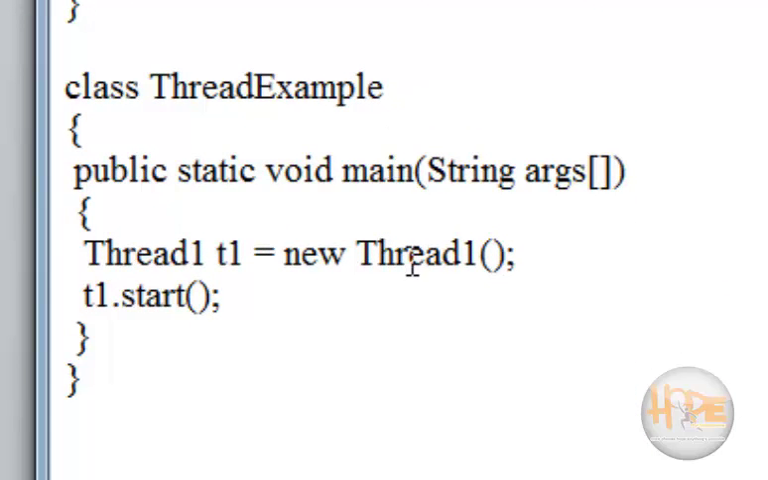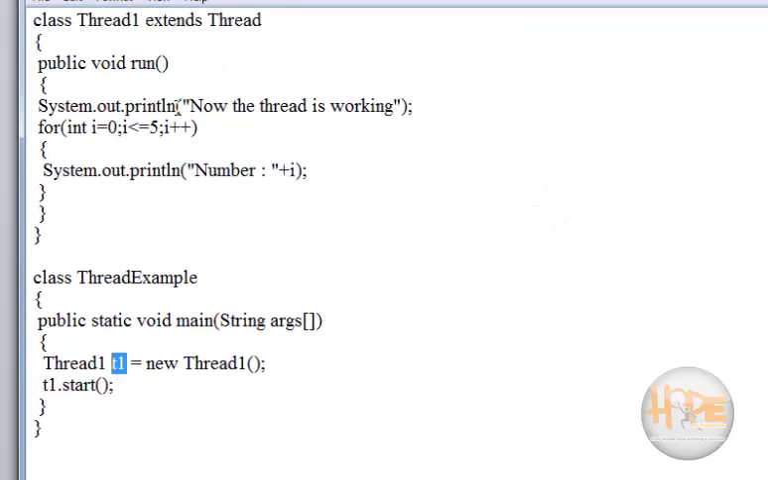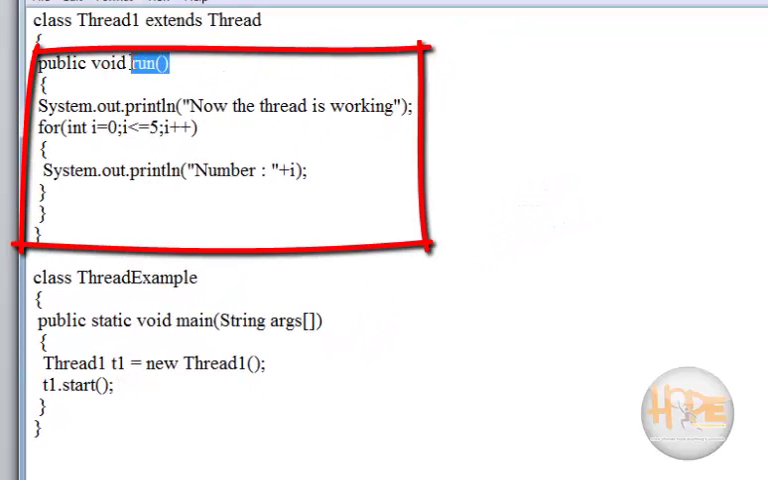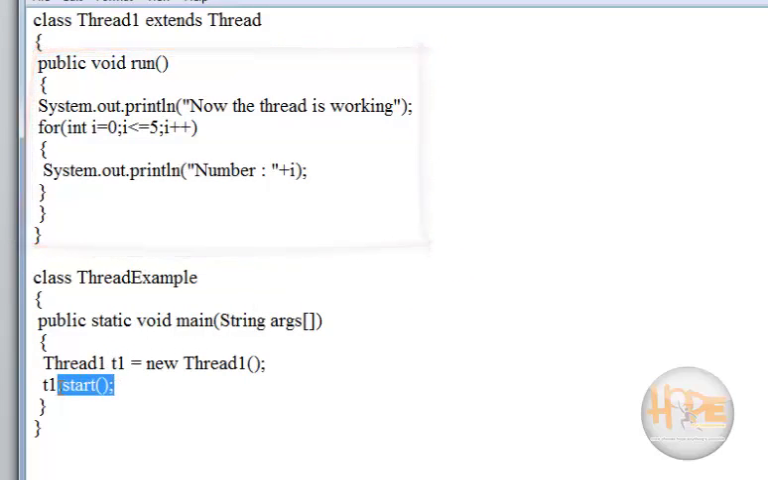This is our main class. Here t1 is the object of the Thread1 class, which is the thread. Now to call the run method of the thread class, we have to use the start method. t1.start is used to call the run method of the thread class. Now our thread is executing.